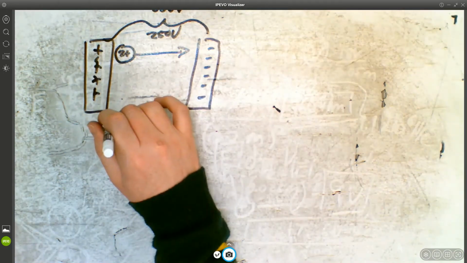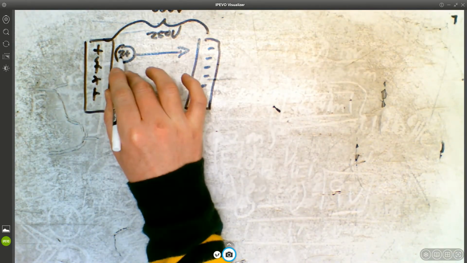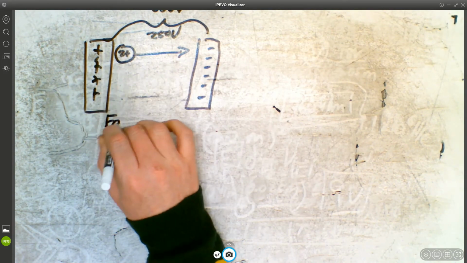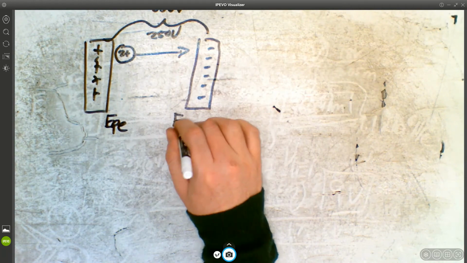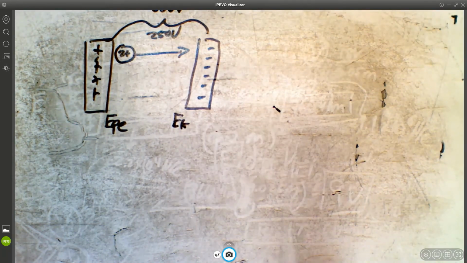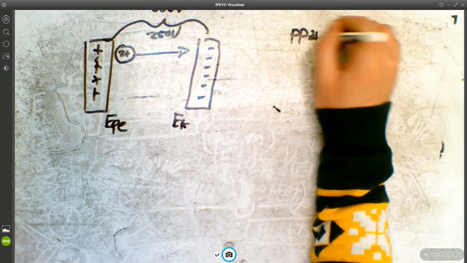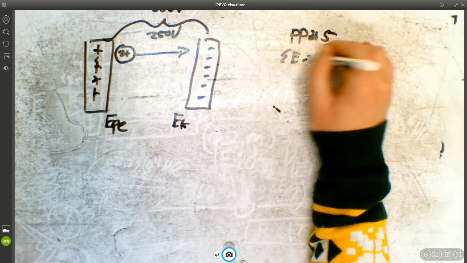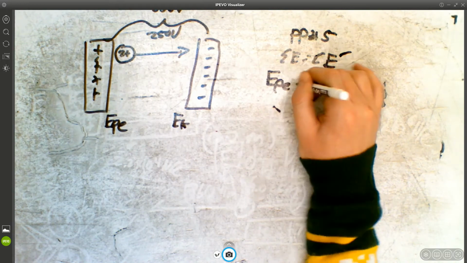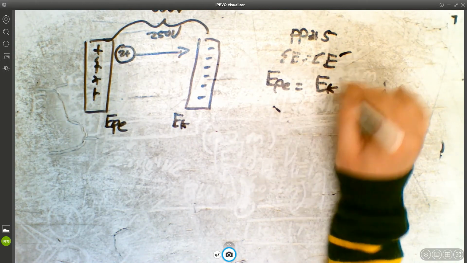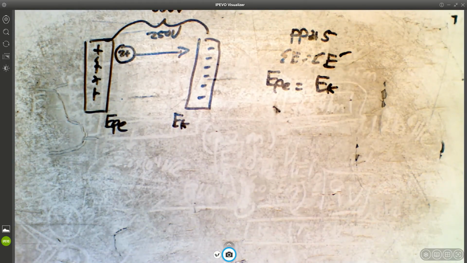Well, here, right, it's where it doesn't want to be. It wants to get away from here. So it's got electrical potential energy. It's going to speed up, speed up, speed up right before it hits the plate. It's got kinetic energy. So we can use physics principle number 5. Our energy before equals our energy after. And before we have electrical potential energy. After we have kinetic energy.